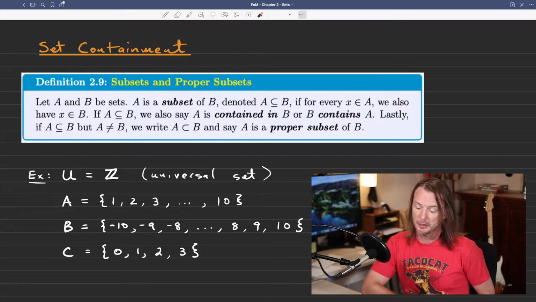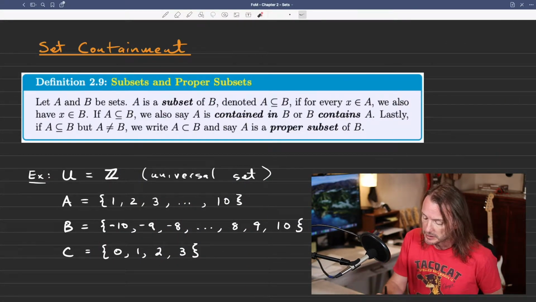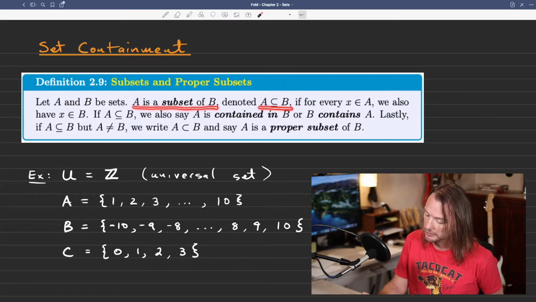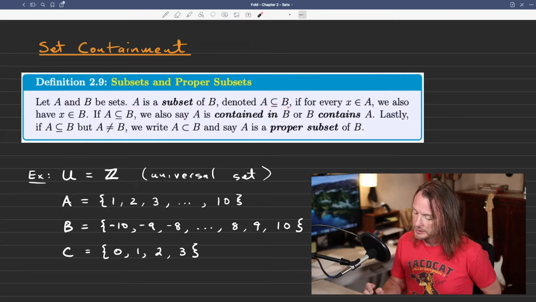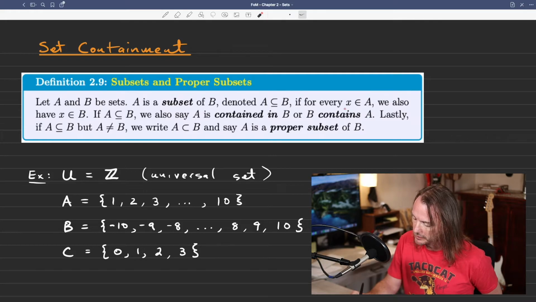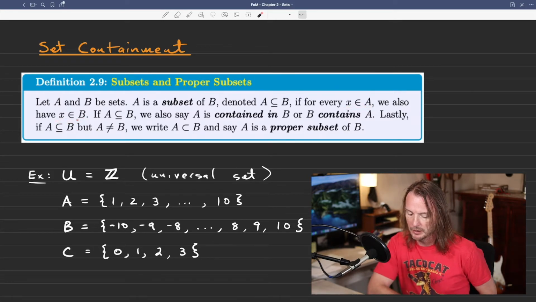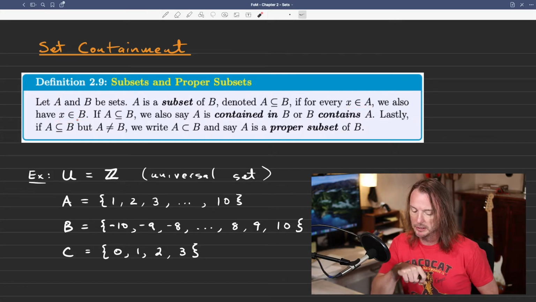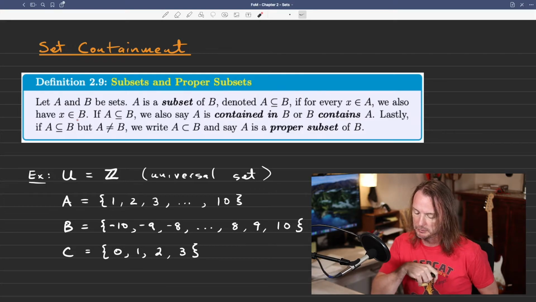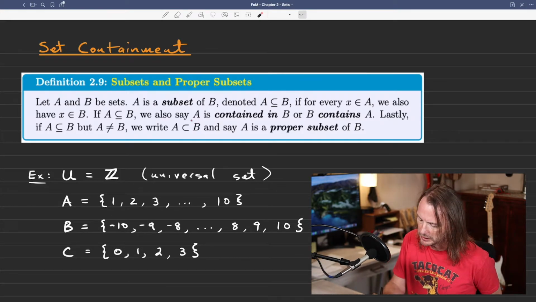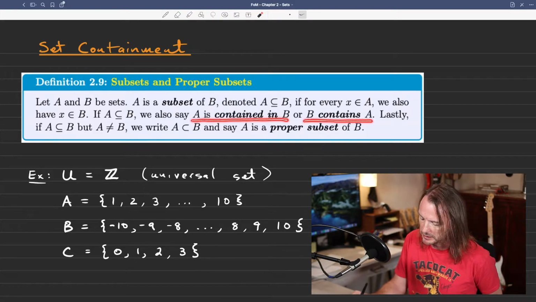All right, so next let's talk about set containment. We say A is a subset of B, and we use this notation. You've probably seen it before, the subset symbol there. It just means that if you have an x that's in A, then that x also has to be in B. So an element in A has to be an element of B if A is a subset of B. We also use the language that A is contained in B if A is a subset of B, or we say B contains A.